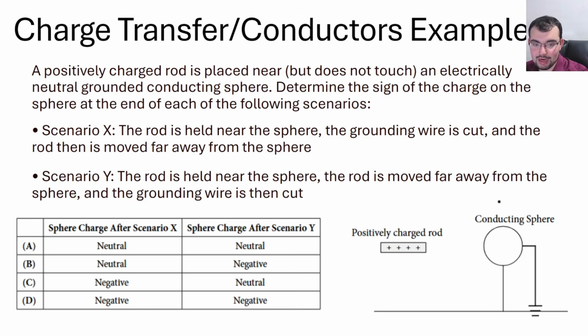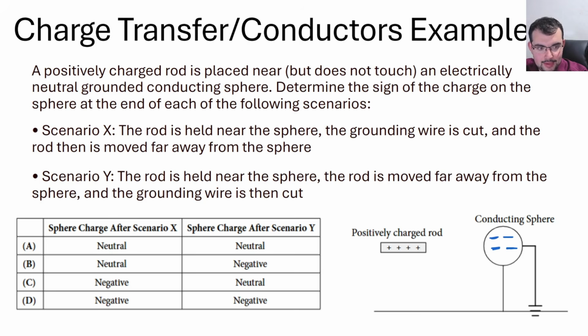So what happens? Well, we're connected with the ground, which means the ground is going to help this sphere do what it wants. So what does the sphere want at this time? Well, we have a positively charged rod. So the negative charges in the sphere would really like to get close to the rod, so much so that negative charges actually get dragged out of the ground. So the sphere is negatively charged at this moment. And as a result, if we snip the wire instantly, we're going to end with a negative charge on the sphere. So it's going to be negative in scenario X.